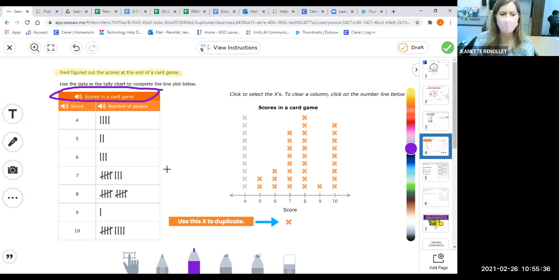Okay, so let's see. The score is 4, the number of people over here. So what this frequency chart means is 4 people earned a score of 4 at the end of the game.